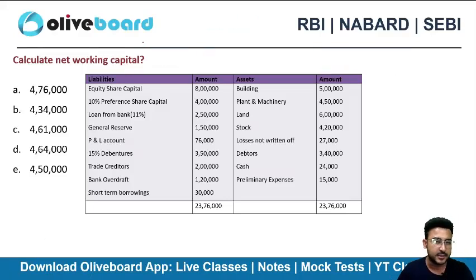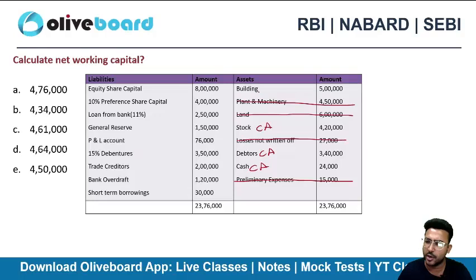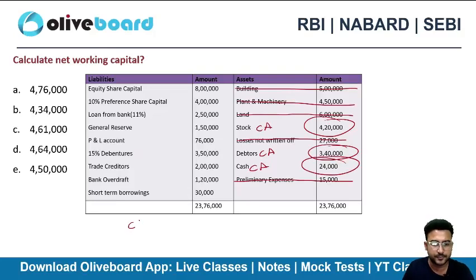So here I am having the format of my balance sheet. I just need to identify the current assets. Stock is my current asset. Debtor is my current asset. Cash is my current asset. Preliminary expense, fake asset. Losses not written off, fake asset. Land, non-current asset. Plant and machinery, non-current asset. Building, non-current asset. We have already discussed this in the current ratio, right? So these will be my current assets that I can total, right? So 4.2 lakh plus 3.4 lakh plus 24,000. This will be my current asset.